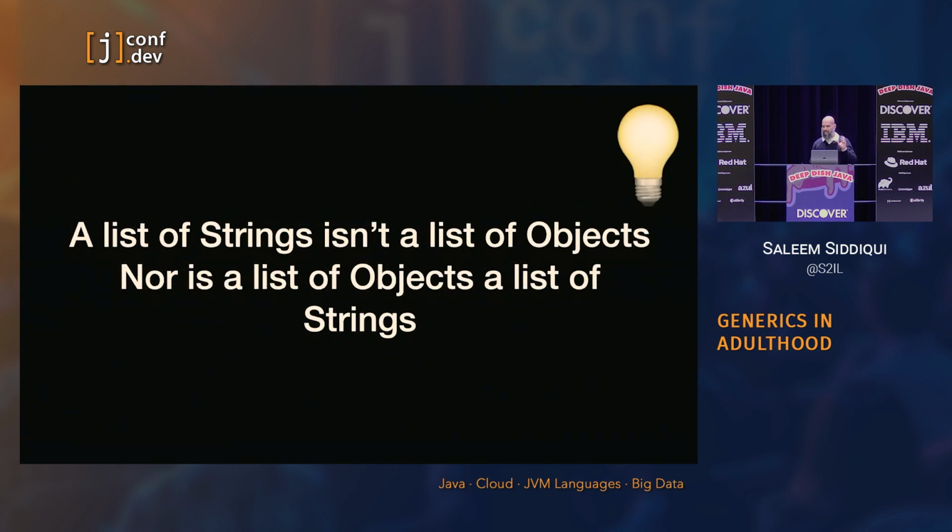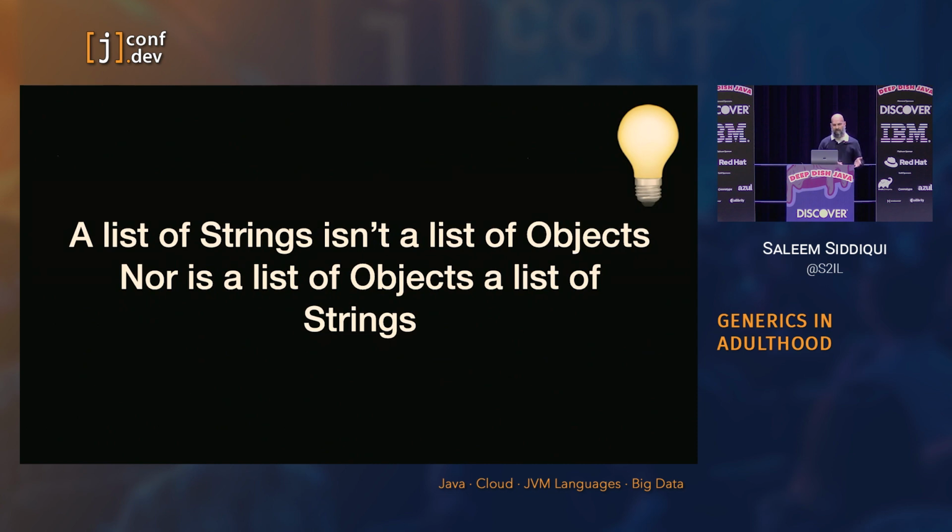Now, the biggest stumbling block, I would say, for even seasoned developers, and certainly for new programmers to wrap their head around, is that a list of strings isn't a list of objects, nor the other way around. A list of objects isn't a list of strings. And this is the notion of invariance, which we'll look at in some detail shortly. But this is probably the most non-intuitive thing.